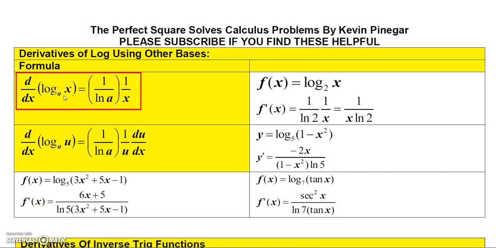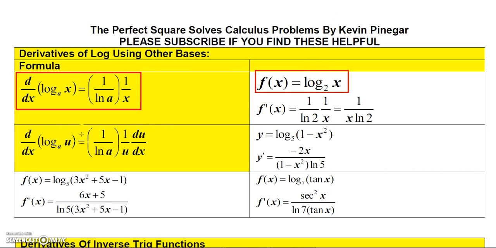Well, if you just want to take the log of x base a, the formula for that is 1 over natural log of a times 1 over x. So, for example, if you wanted to take the derivative of log of x base 2, then the derivative of that would simply be 1 over the natural log of whatever this base is, in this case 2. So it would be 1 over natural log of 2, and then you'd multiply that by 1 over x. And then if you put those together, you get 1 over x times the natural log of 2.